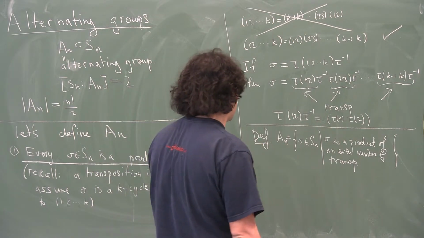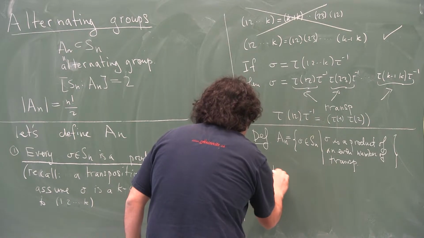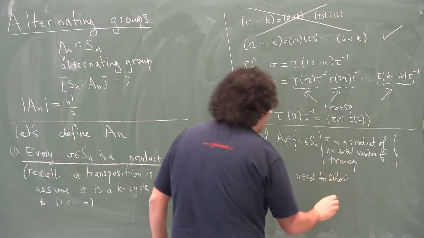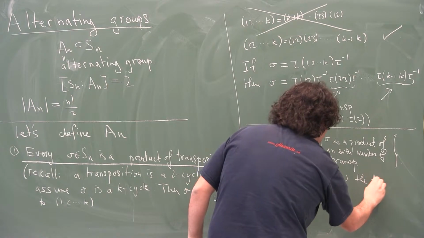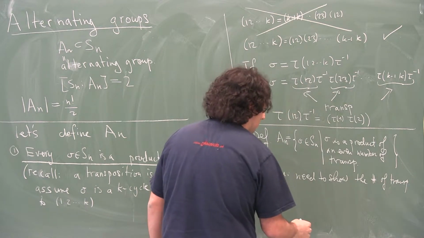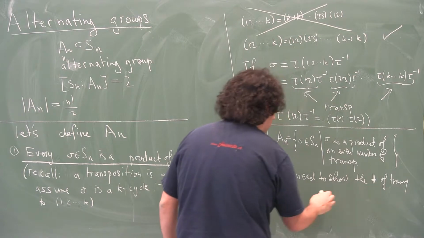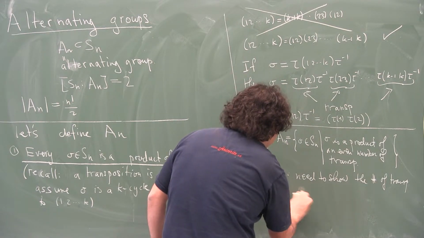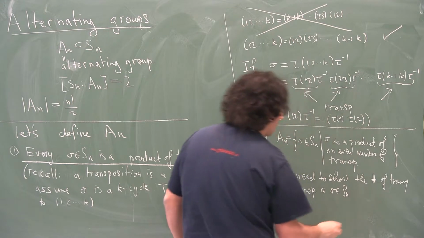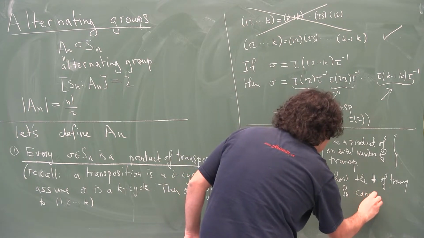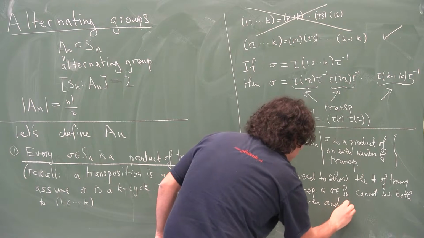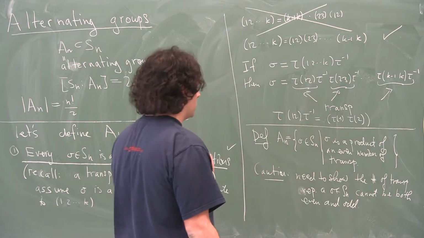Okay, but in fact, caution, we need to show that the number of transpositions representing a sigma in S_n cannot be both even and odd. Okay?